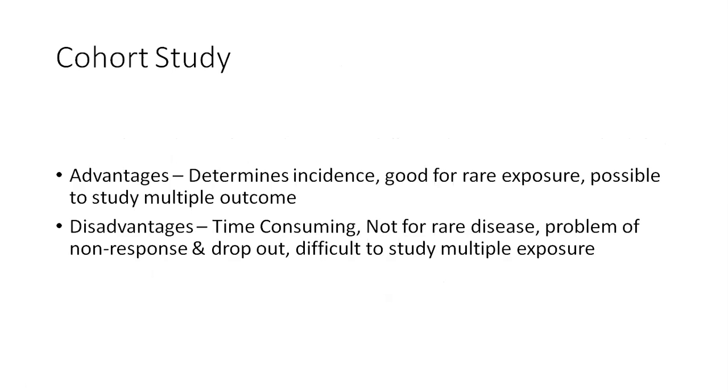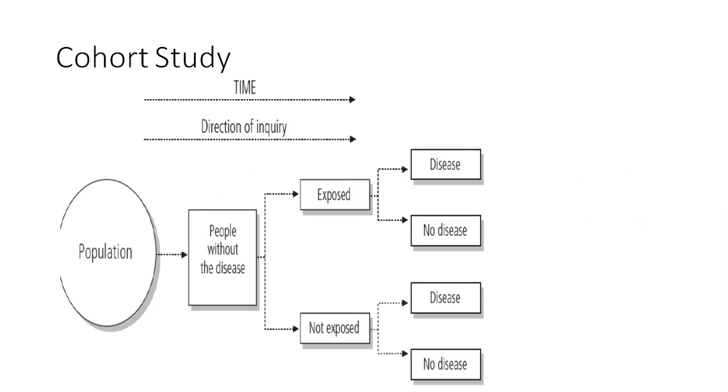There are various advantages of a cohort study. It tends to determine the incidence. It is good for rare exposure and you can study multiple outcomes, whereas the disadvantages are that it is time consuming and not good for rare diseases. There is always a problem of non-response and dropouts, and you cannot study multiple exposures at a particular period of time. So this is how the cohort study goes.